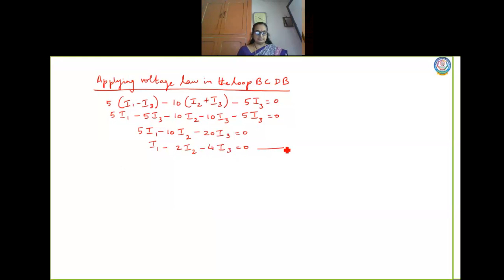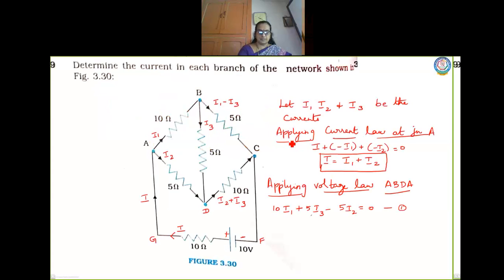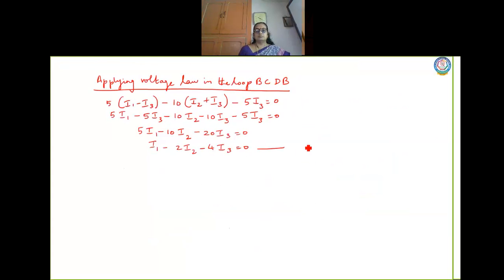Let me know what is the equation I have named here. Now here it is 1, so here it is 2. So this is my second equation. Is it clear? Is it clear now? So I1 minus 2I2 minus 4I3 equal to 0.